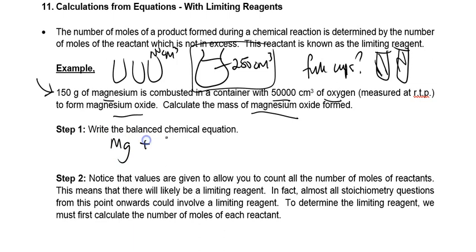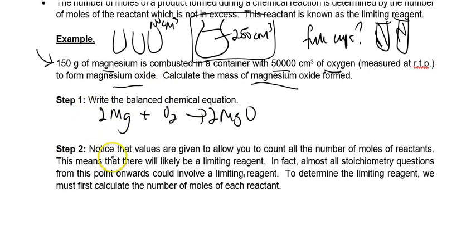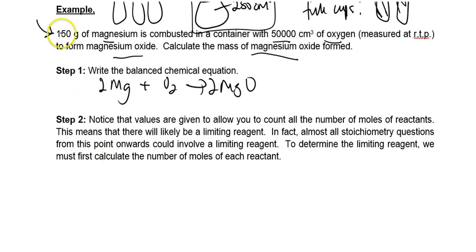Step 1, write the equation which is balanced. Mg plus O2 gives me MgO. Now you notice that there's enough data here for me to calculate the number of moles of both magnesium and oxygen. So with this, you should deduce that there's very likely a limiting reagent in the question.